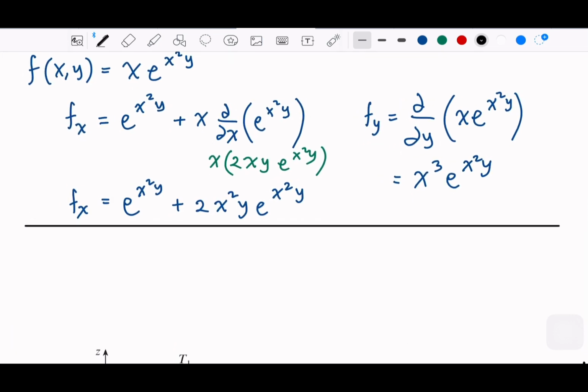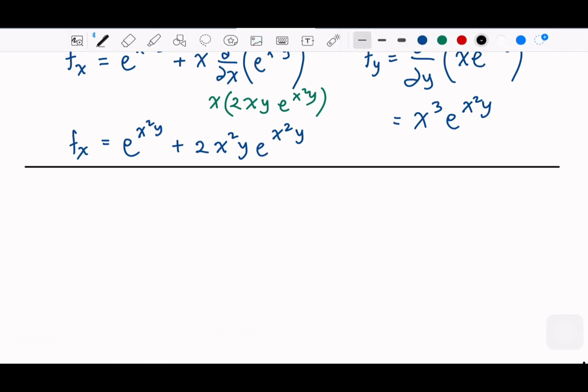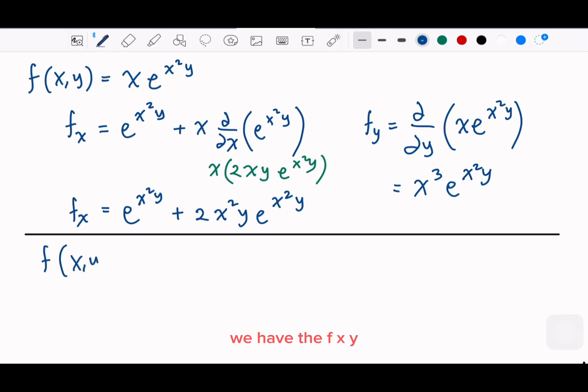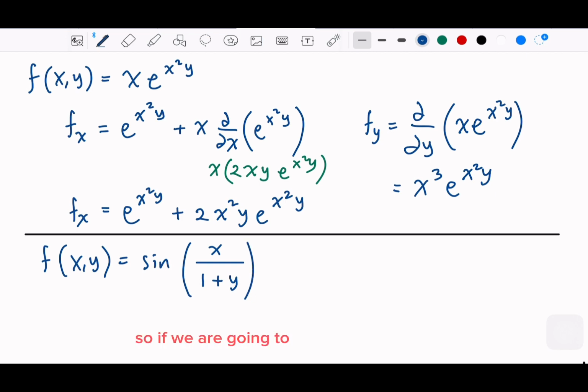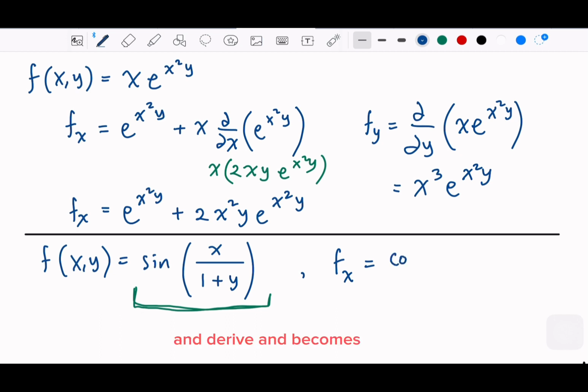Now how about if we have f of x, y equals sine, and inside this sine function we have x over 1 plus y. If we are going to evaluate the partial x, what are we going to do? Here's what we can do: take the chain rule. We see the sine as a general function, whose derivative is cosine. So we first write down the general function and derive it, and it becomes cosine. Then write the inside function, x over 1 plus y, and then multiply with the chain rule of the inside function.